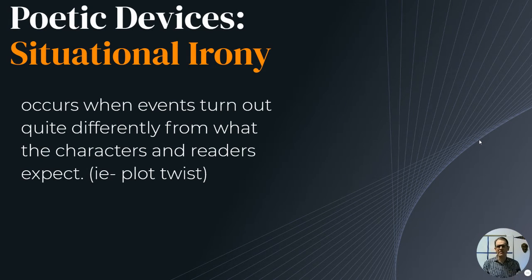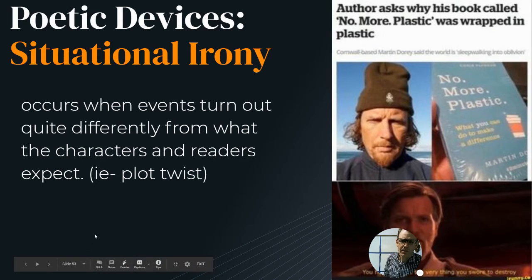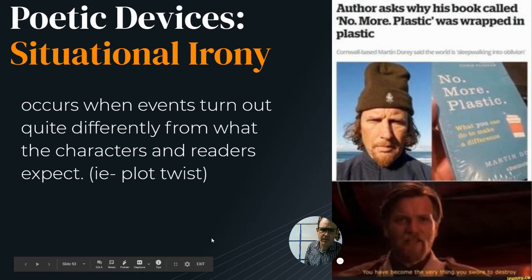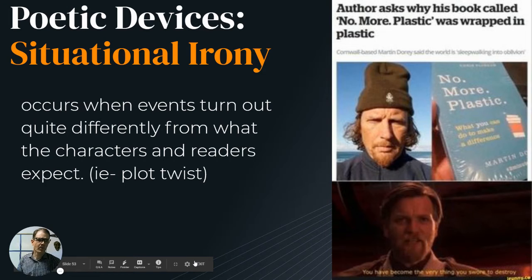So that's dramatic irony. And then we have situational irony. And this occurs when events turn out quite differently from what the characters and readers expect. Okay. And so we have this example here. It's not what we expect, right? We have this author who writes a book about no more plastic, and the book comes prepackaged in plastic. And of course, Obi-Wan says you've become the very thing you swore to destroy, right? So these are those plot twists that we don't expect to happen.